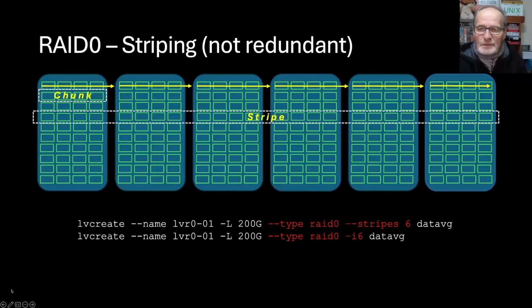Let's look at RAID 0 striping. Remember, it's not redundant, but it gives us performance benefits. Well, it might do, and it probably does. We're probably going to get performance benefits if our data access is typically random rather than sequential. We will almost certainly get some benefits.